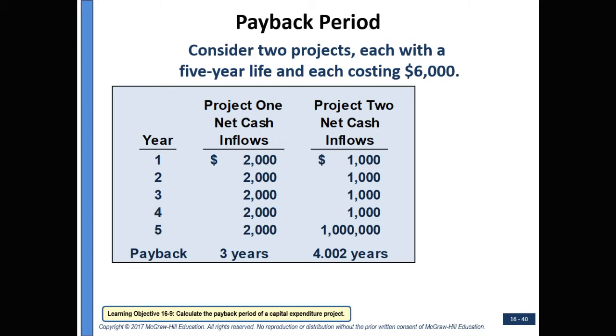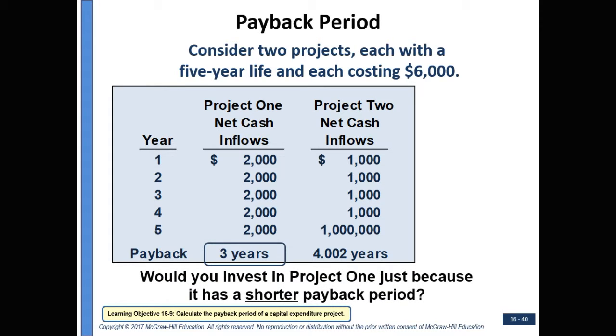So in considering 2 projects, each with a 5-year life and each costing $6,000, Project 1 provides a steady cash inflow of $2,000 for 5 years. Project 2 provides a steady cash inflow of $1,000 for 4 years. But in the 5th year, the cash inflow jumps to $1 million. Project 1 has a payback period of 3 years, whereas Project 2 has a payback period of 4.002 years. Would you invest in Project 1 just because it has a shorter payback period?